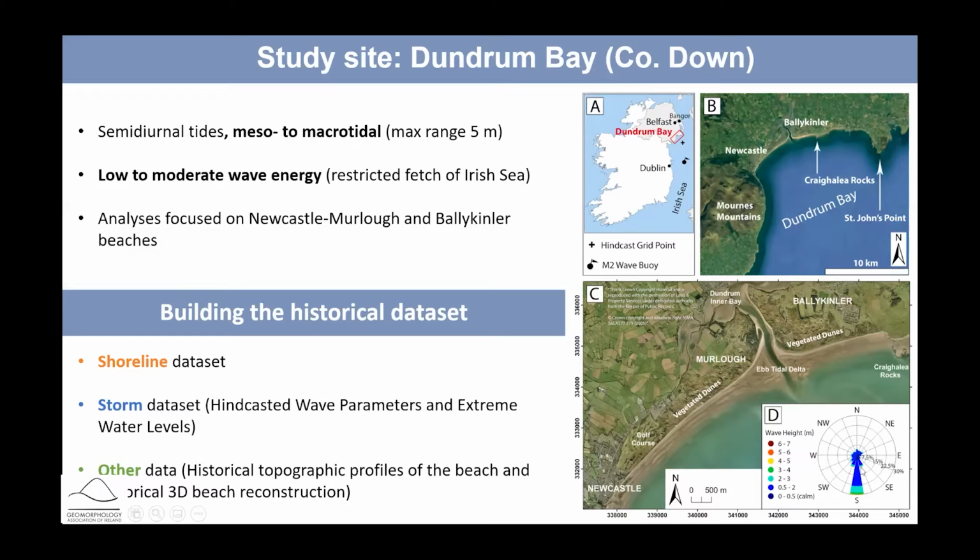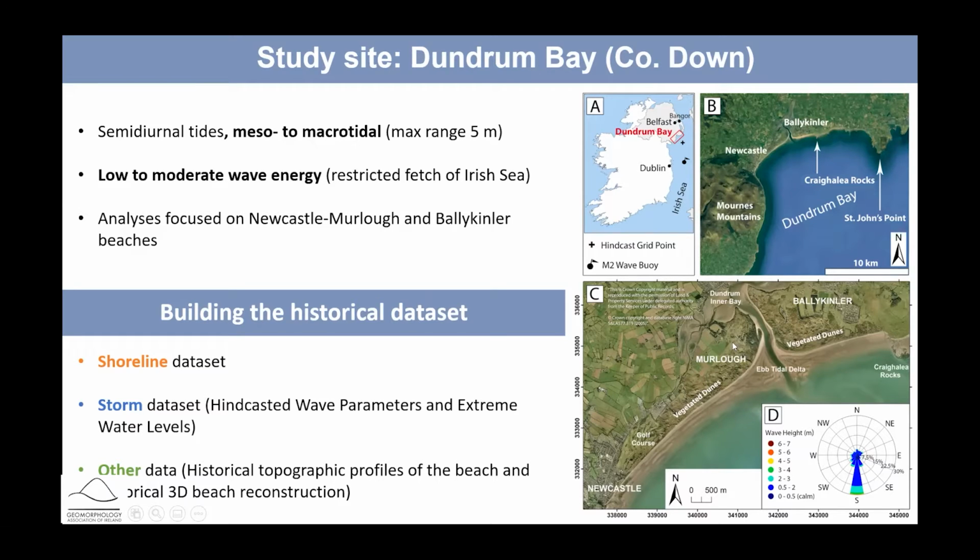The wave direction is mainly from south, with storm direction occurring not just from south, but also from south-southwest and south-southeast. The shoreline analysis is focused on these two sides of Dundrum Bay, which are Newcastle and Ballykinler.